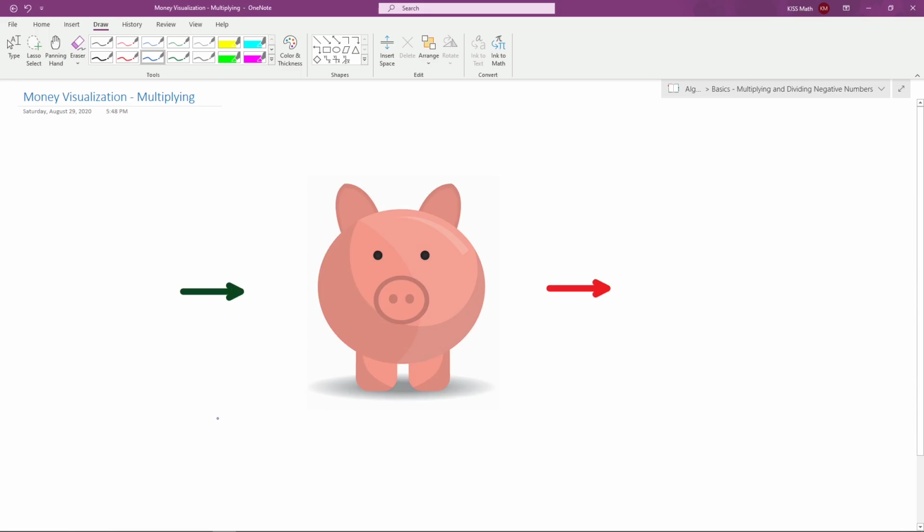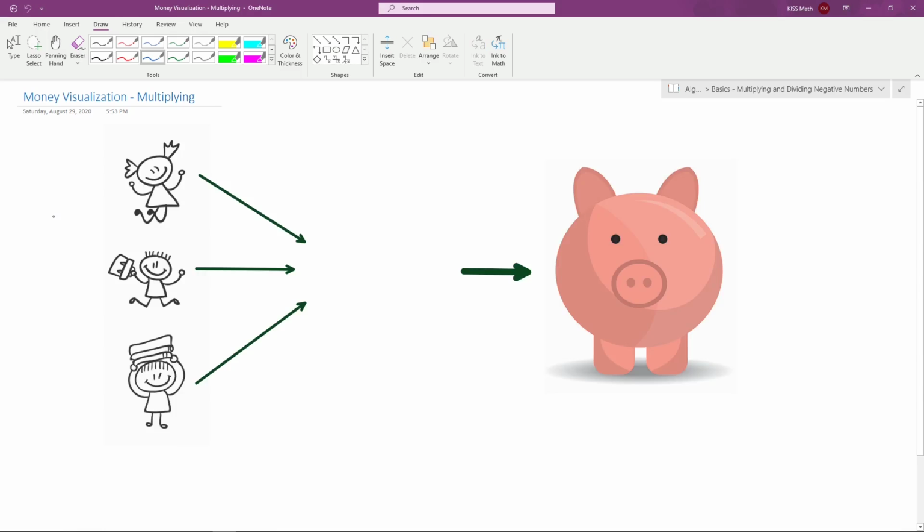So actually doing the operation of multiplying and dividing is easy enough, but does it make sense in your head what's going on? Let's use money as our example to visualize this. If I have money coming into my piggy bank here, I'll call that a positive result. And if I have money going out of my piggy bank, I'm going to call that a negative result. Let's say I have 3 friends who each owe me $5. If I were to count that up, that would be like $5 coming into my piggy bank 3 times. And since it's coming into my piggy bank, I would call that a positive $15 in total.